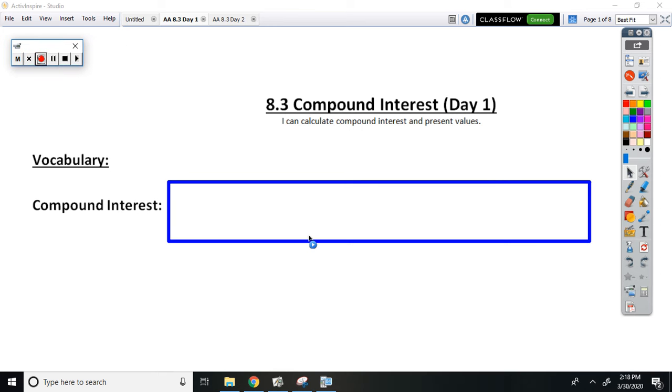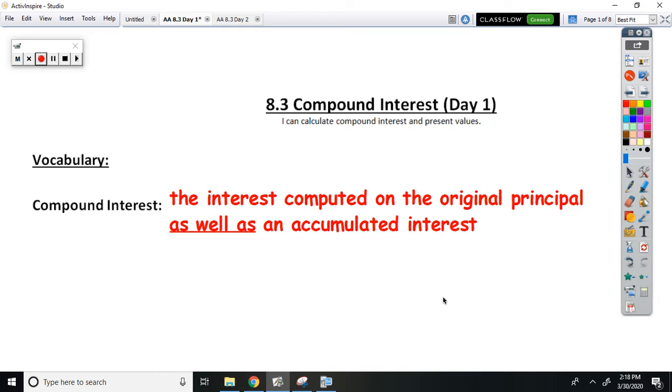All right, today we're going to be looking at compound interest, and our goals are to calculate compound interest and also present values. In the last lesson we looked at simple interest, which was interest calculated based on the principal alone. Today we're looking at compound interest. This is interest that is computed on the original principal as well as any accumulated interest. So you're essentially earning interest upon your interest when it compounds, maybe monthly, daily, quarterly, etc.